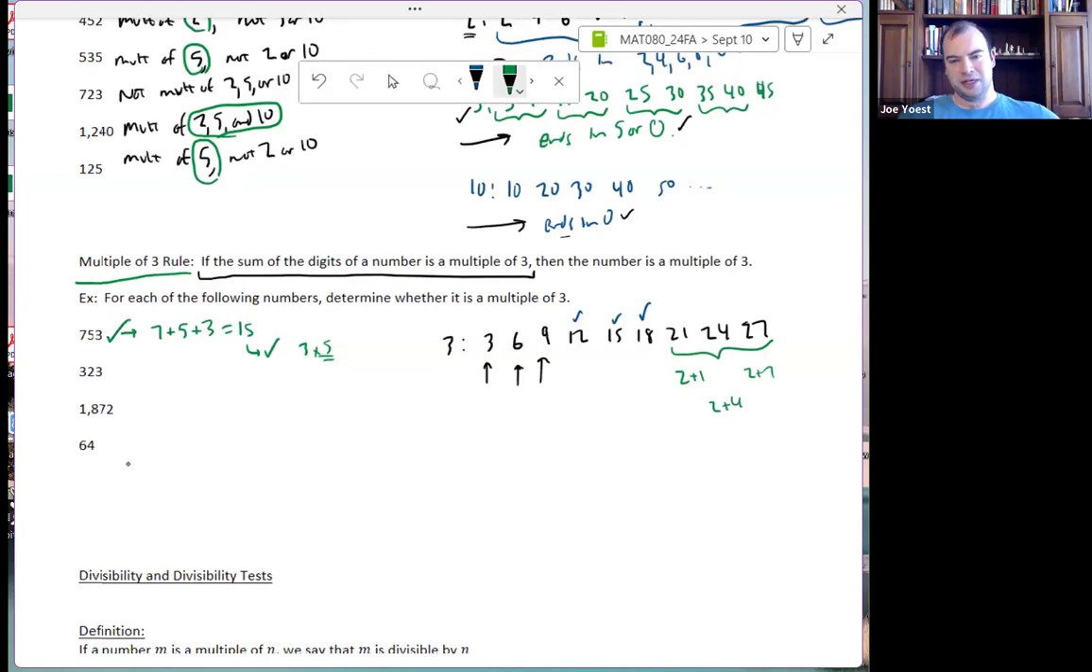And in fact, it's 3 times 251. I might have been able to see that 3 times 250 gets me pretty close. 3 times 250 is 750. Then I just need one extra 3 on top of there to make 753.